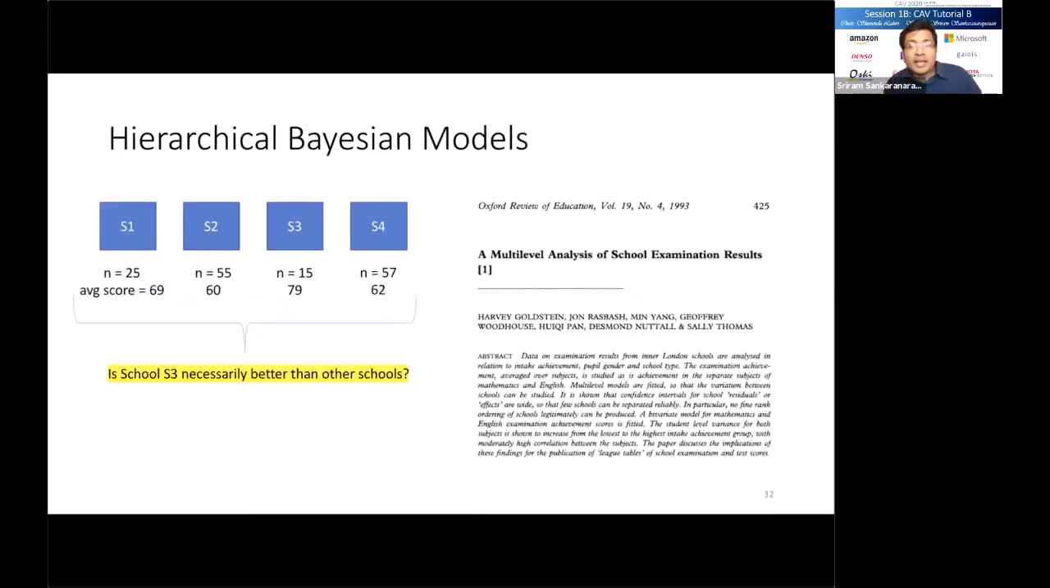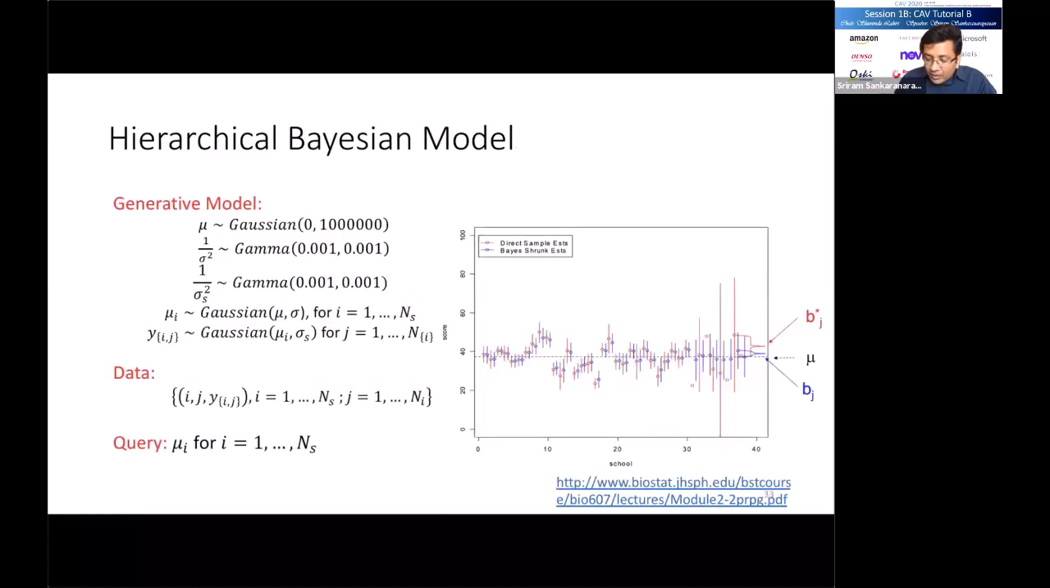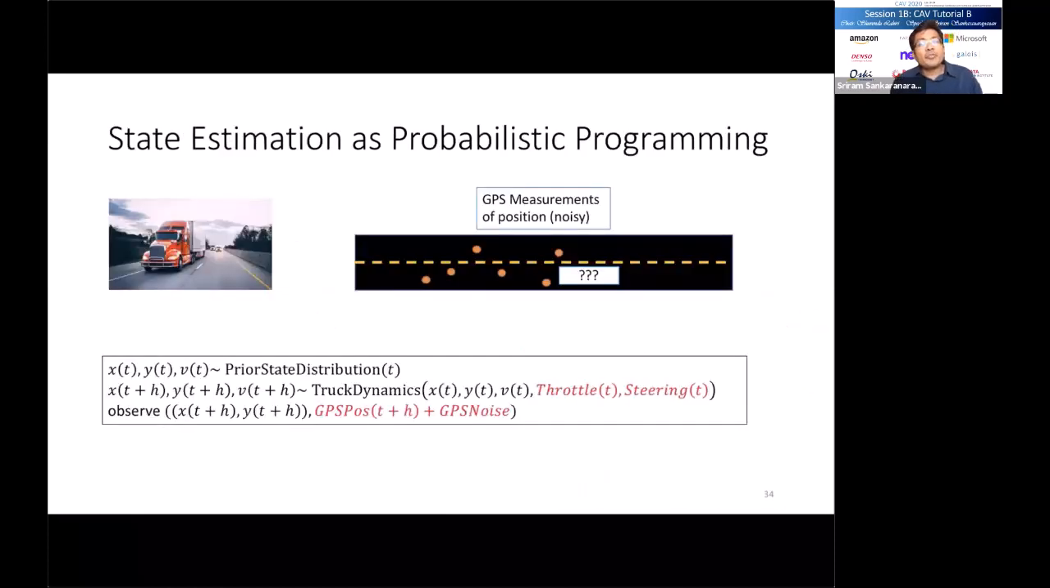There are something called hierarchical Bayesian models. I'm going to skip through these slides. I wanted to talk a little bit about this nice study in Oxford Review of Education, comparing test scores between different schools using a hierarchical Bayesian model. But I'm kind of out of time. I will go to the important parts of interest to me at least. So let me keep on with that.